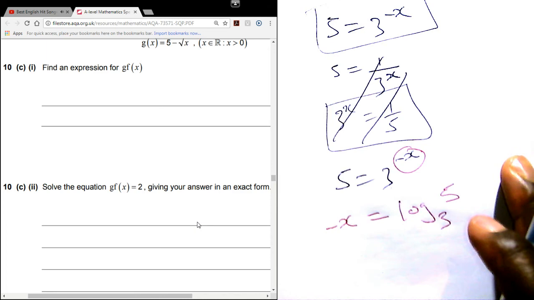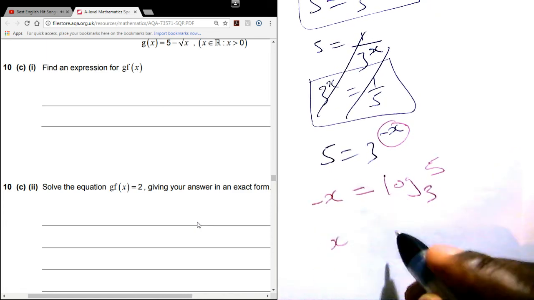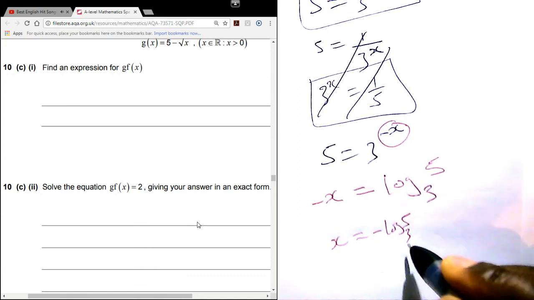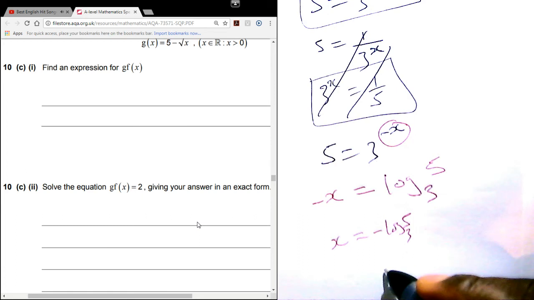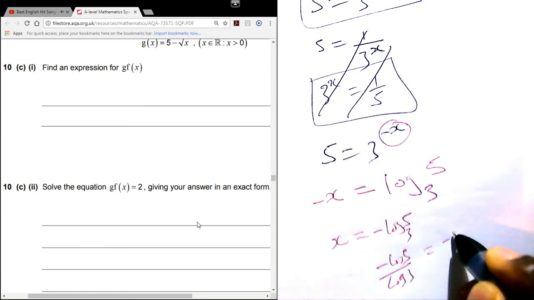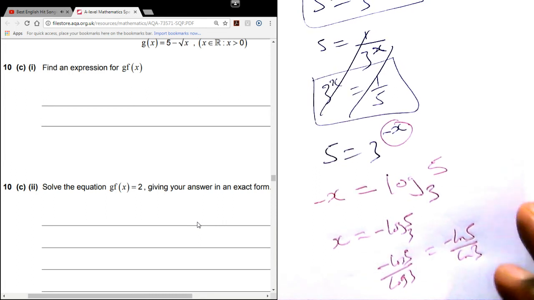Some people would have their answer as, when the minus sign goes there, it becomes minus log 5 to base 3. Of course, you could have it as minus log 5 over log 3. You could have it as minus ln 5 over ln 3. Mathematically, they are all correct.